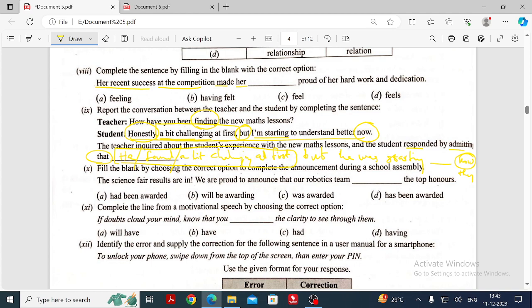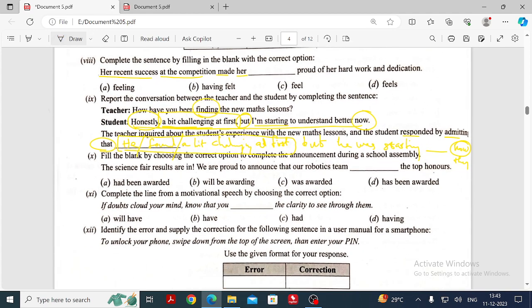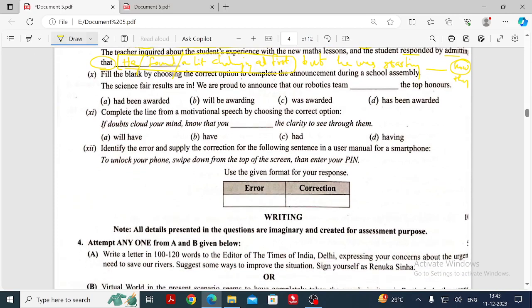And next to that, the 10th question. Sorry, the 10th one. So here we have a science fair. "Results are in. We are proud to announce the robotics team does the top honors." Very first, you fix whether it is present or past. Present. Just go ahead with the option. Easily you can remit that.